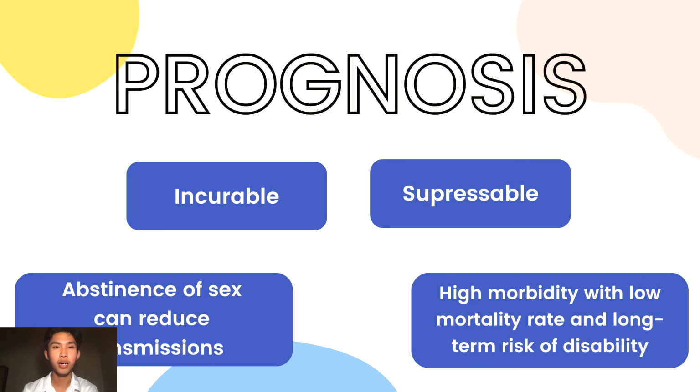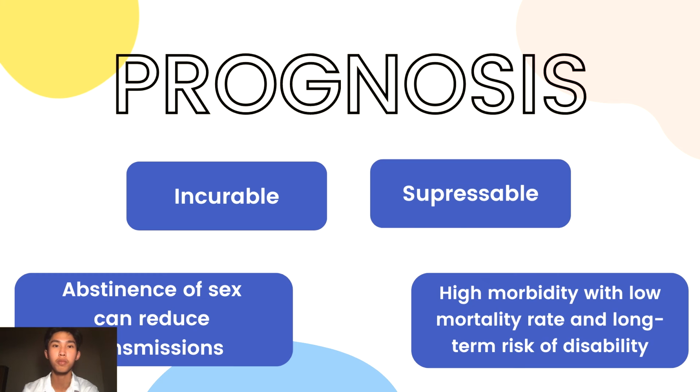Hello, my name is Anggara with student number 194. HSV2 is incurable. Early identification and administration of pharmacotherapy can suppress its early viral replication. While abstinence of sex can reduce its transmission, this disease also has high morbidity with low mortality rate and long-term risk of disability.